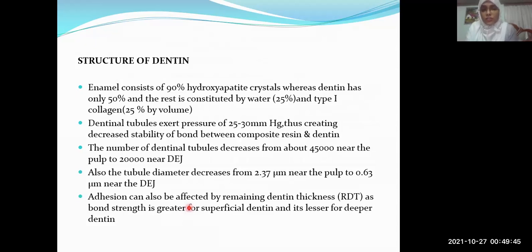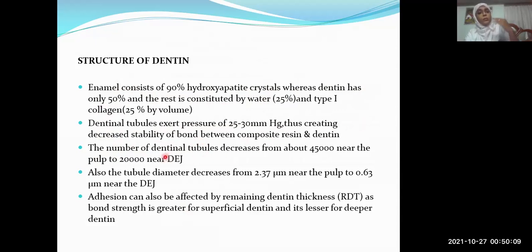If you take the structure of dentin, how is it different from that of enamel? Enamel has 90% hydroxyapatite crystals, whereas dentin has only 50% hydroxyapatite crystals. The rest is constituted by water and collagen. And the dentinal tubules keep exerting pressure, thus creating decreased stability of the bond between the resin and dentin.